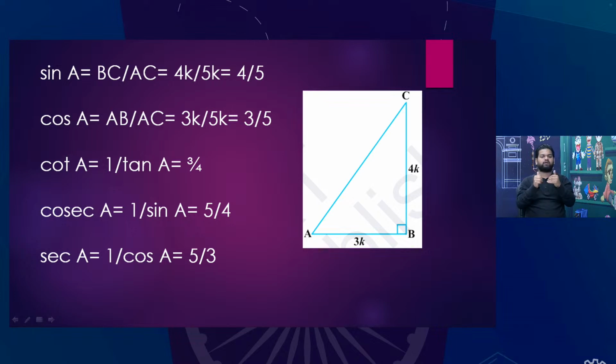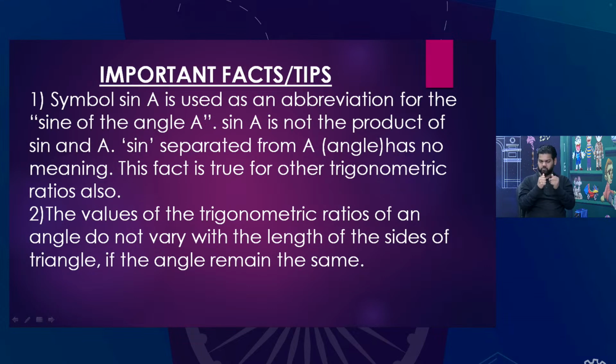You must practice this question and I will be giving you some questions for homework also. You can try them. Before that, let us remember some important facts and tips which are very important. First one is, symbol sin A is used as an abbreviation for the sine of the angle A. Sin A is not the product of sine and A, children. Sine separated from A, that is the angle, has no meaning. This fact is true for other trigonometric ratios also. So always we will write them together, sin A, cos A, tan A, right, this way.